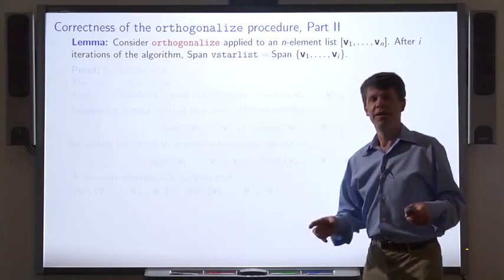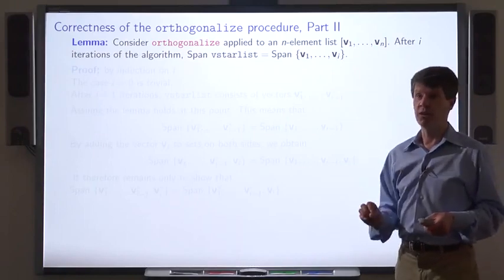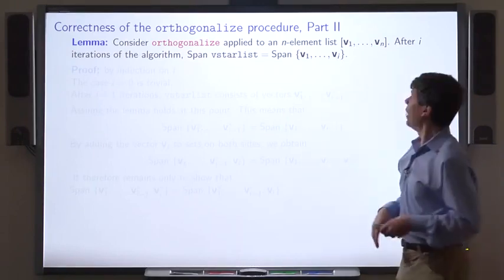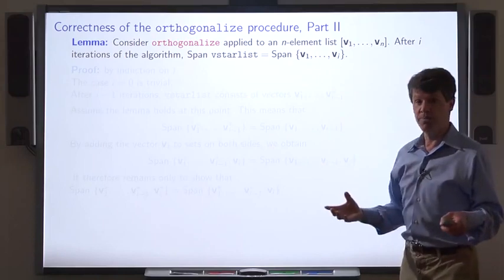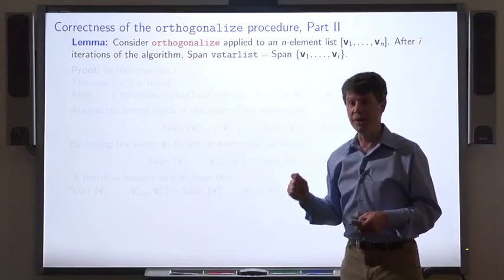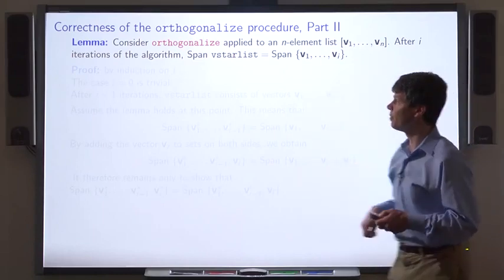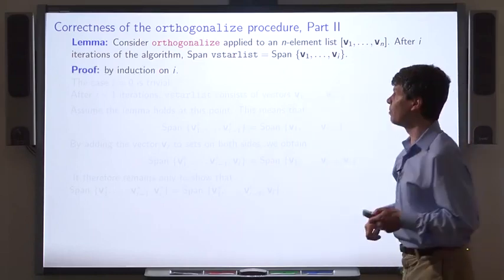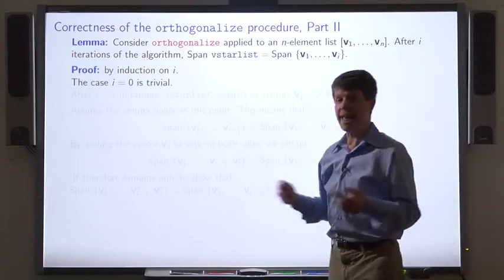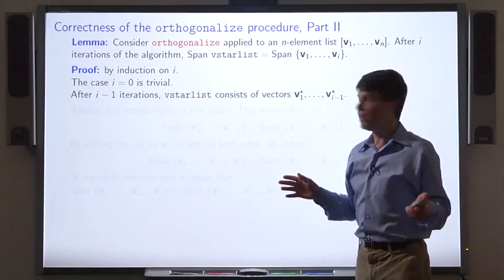As we mentioned before, at any point in the algorithm, the vectors in v*-list are all mutually orthogonal. But what we need to show is that after i iterations of the algorithm, the span of the vectors in v*-list at that point equals the span of the first i vectors in v-list. And we use induction. The case i equals 0 is trivial. So we do the induction step.